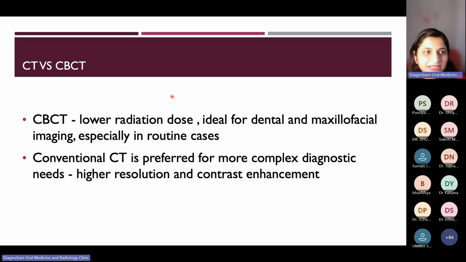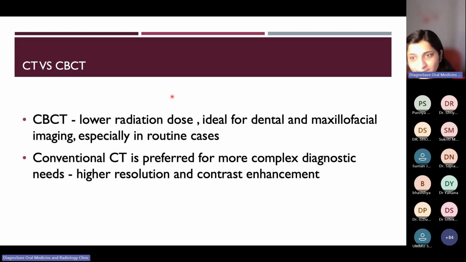Now, CBCT has significantly taken over the CT job in dental applications because CBCT has a lower radiation dose. It is ideal for dental and maxillofacial imaging in routine cases. Also, CBCT software is very much compatible and adapted to our dental needs. Hence, people prefer CBCT. Also, the advantage is lower radiation dose.